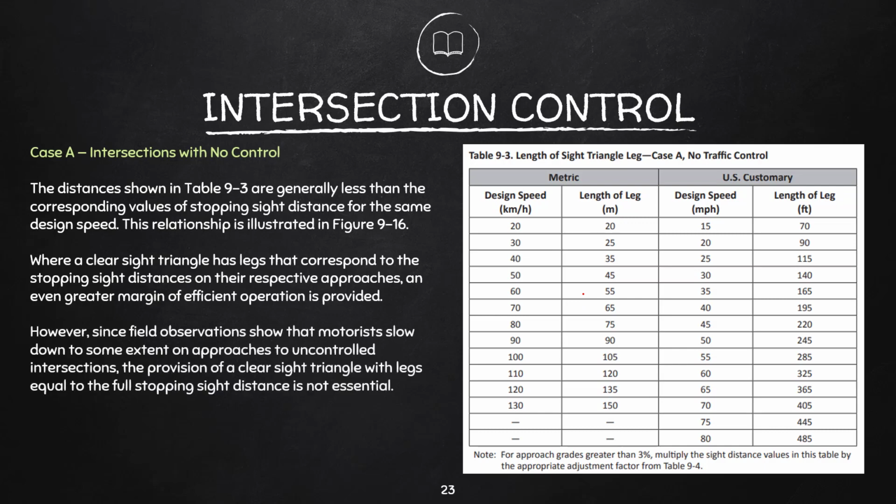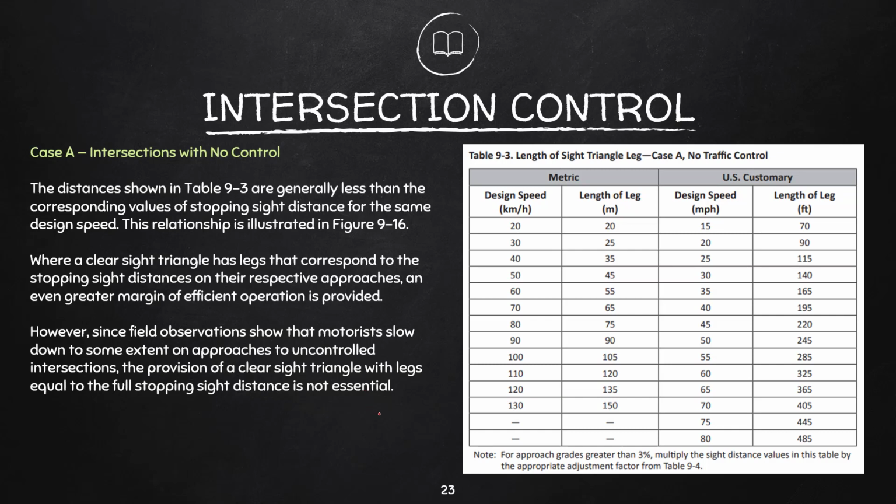However, since field observations show that motorists slow down to some extent on approaches to uncontrolled intersections, the provision of clear sight triangles with legs equal to the full stopping sight distances is not essential.